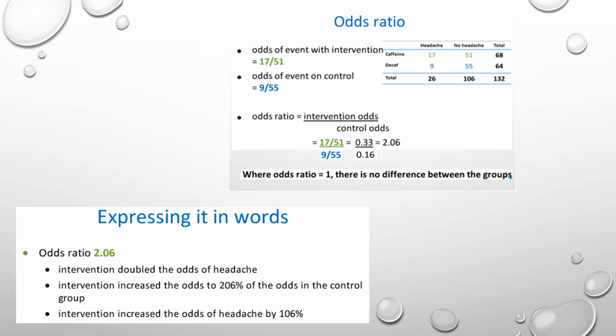Okay. Odds ratio 2.06 means intervention doubles the odds of headache. That means odds of headache was more than double in the caffeine drinkers group compared to decaffeinated drink users group. Intervention increased the odds to 206% of the odds in the control group. So in other terms, we can say that intervention, that is caffeine drinking, increased the odds of headache by 106% compared to decaffeinated drink usage. Okay, is it clear?